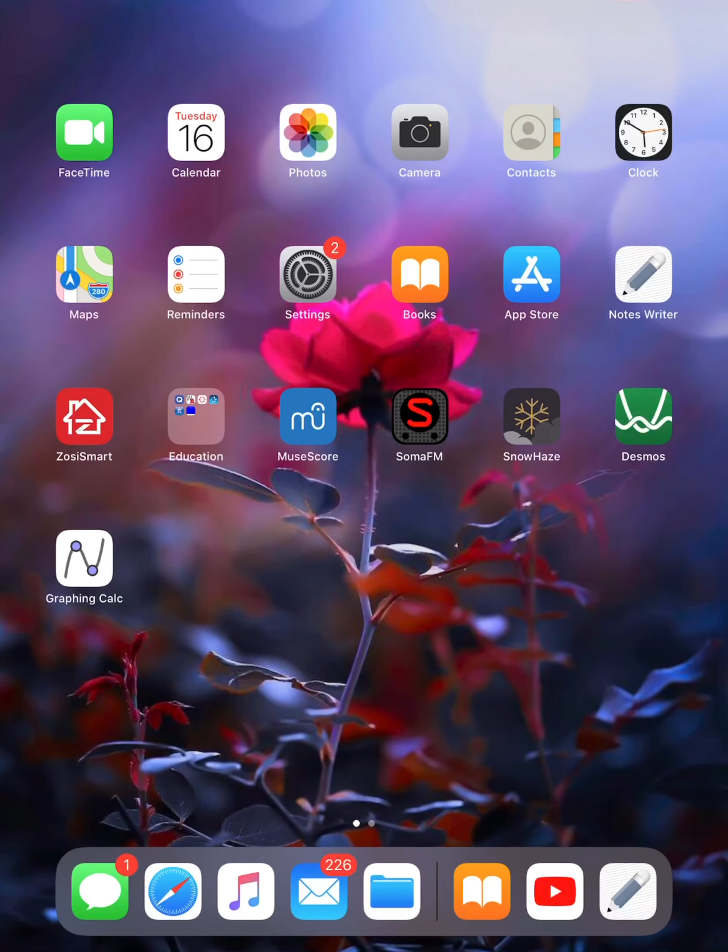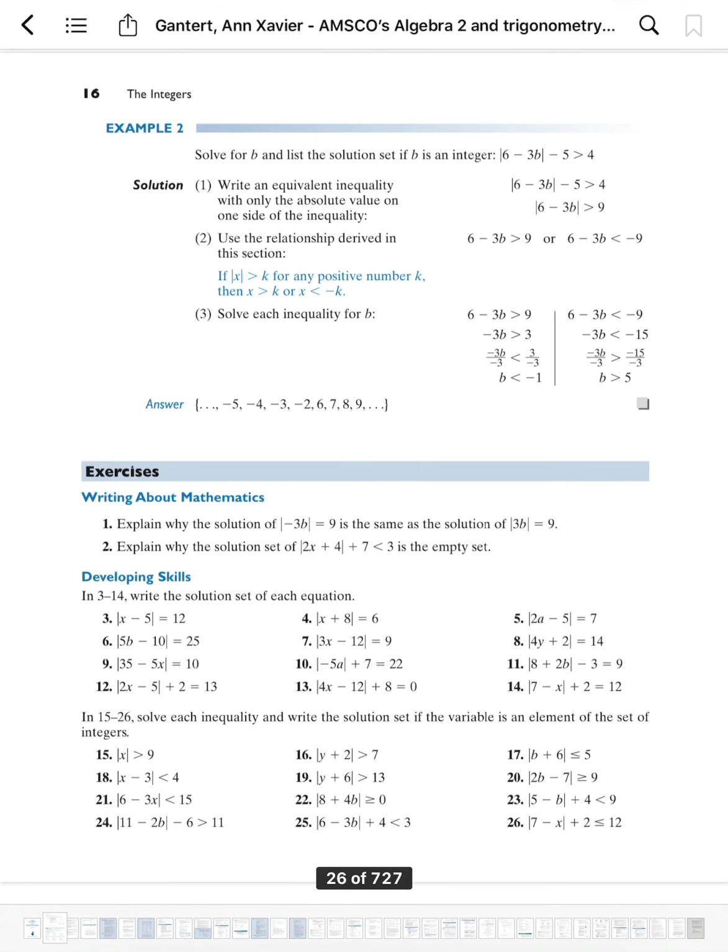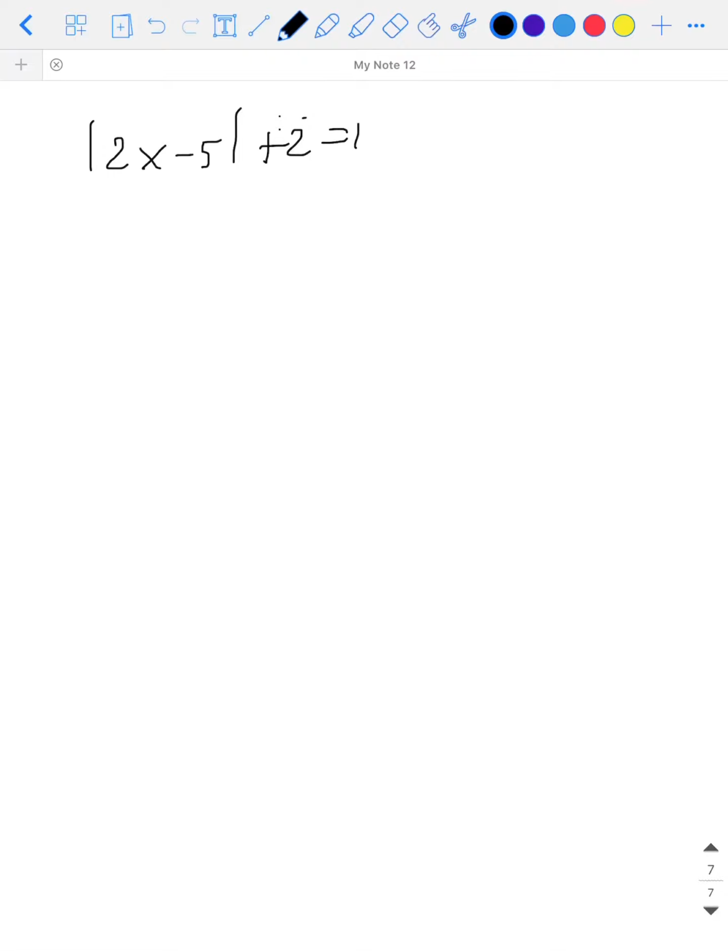Onwards to question number 12. Reads absolute value of 2x minus 5 plus 2 is equal to 13.